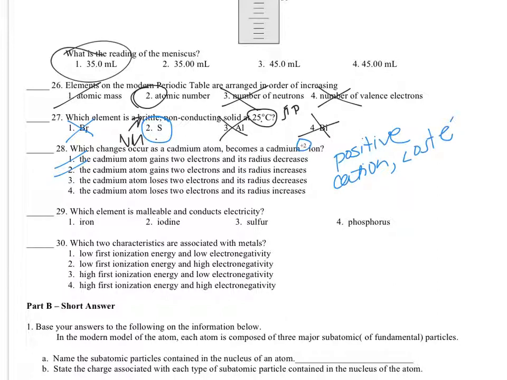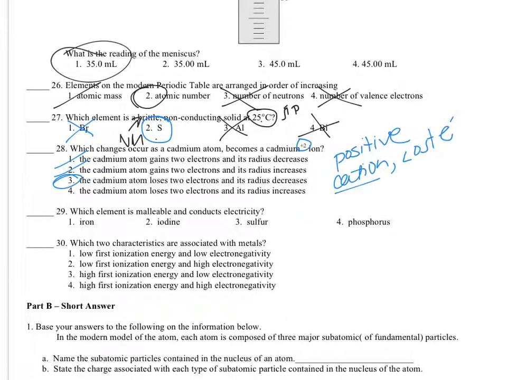And then we need to see what happens to its radius. Because this is a cation, typically that radius will decrease. If you lose electrons, generally that's what happens. You think about losing some weight. Your waistline decreases. And so we lose radius.